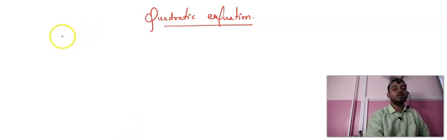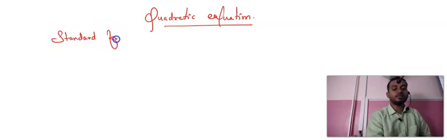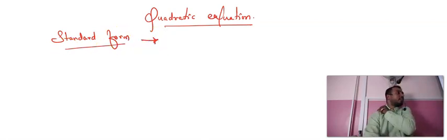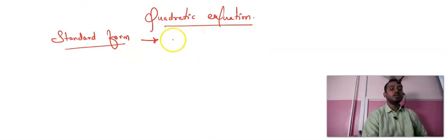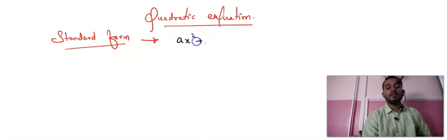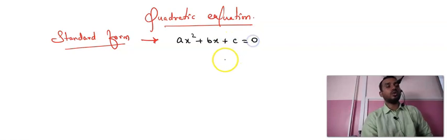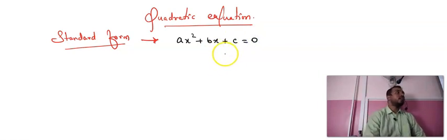Quadratic equation. Okay. Now, the first question here is standard form. So, what is the standard form of quadratic equation? Very, very, very important question, children. Do not miss this. ax square plus bx plus c is equal to 0. So this is the standard form of a quadratic equation.